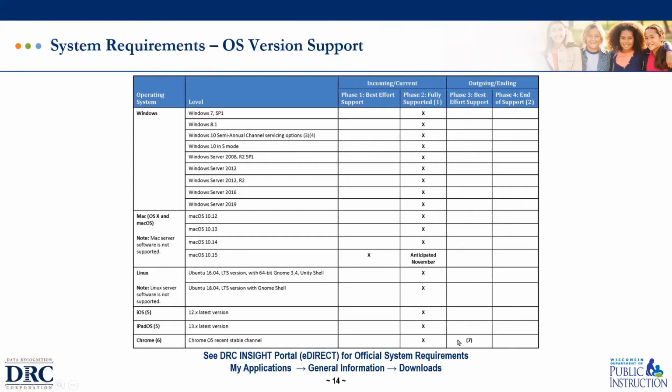Again, another best effort support example is within Chrome. We have listed right now that we will provide best effort support for any Chrome 74 or above operating system version. We provide full support for the stable release channel. And again, it's very unlikely that anything on 74 or above is going to have an issue because we've done full testing of our software on there.